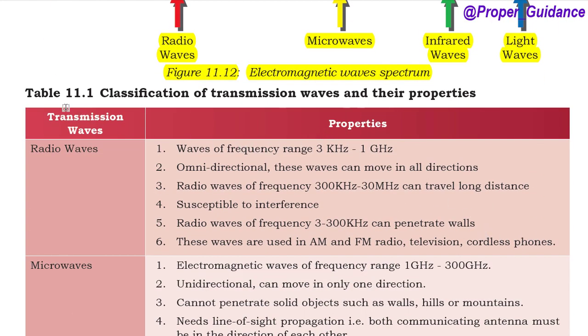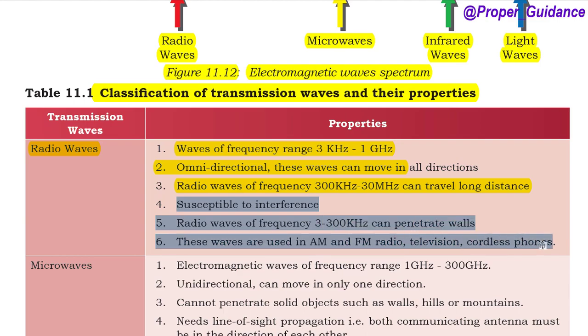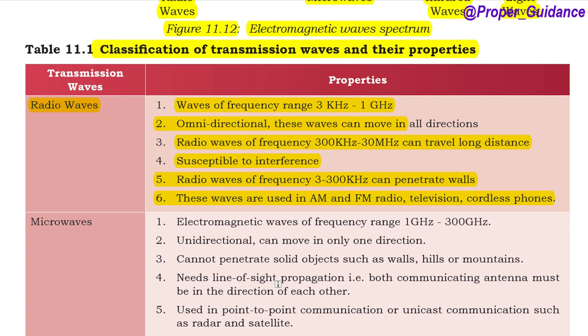After that, classification, transmission waves and their properties are here. First one is radio waves. Waves of frequency we have learned. Then omnidirectional: these waves can move in all directions. Next, radio waves can travel long distances, are susceptible to interference, and penetrate walls also, and these waves are used in AM, FM radio, television, cordless phones.